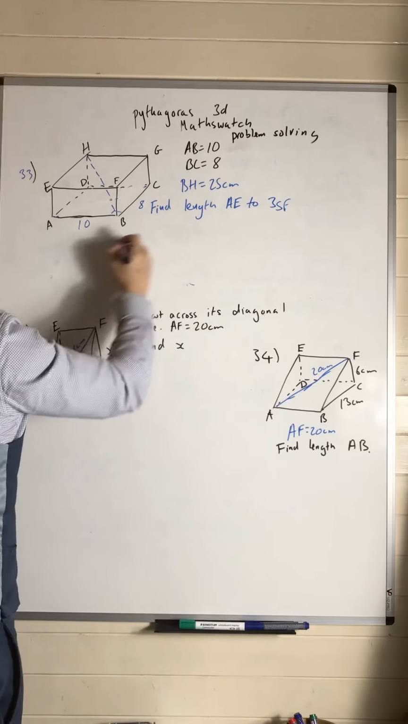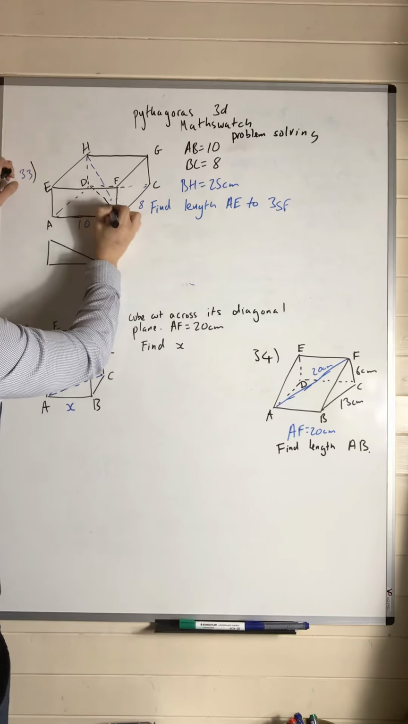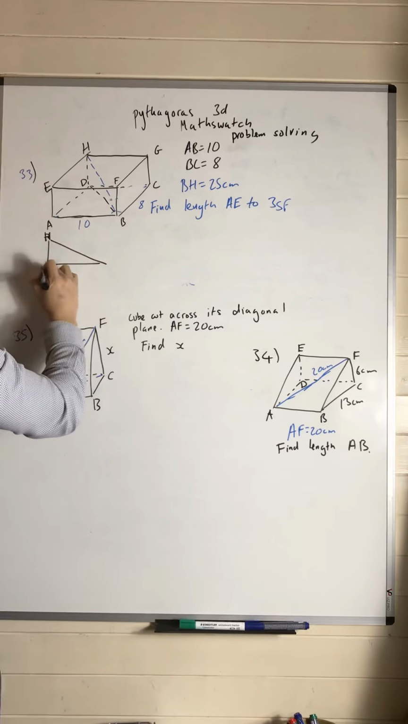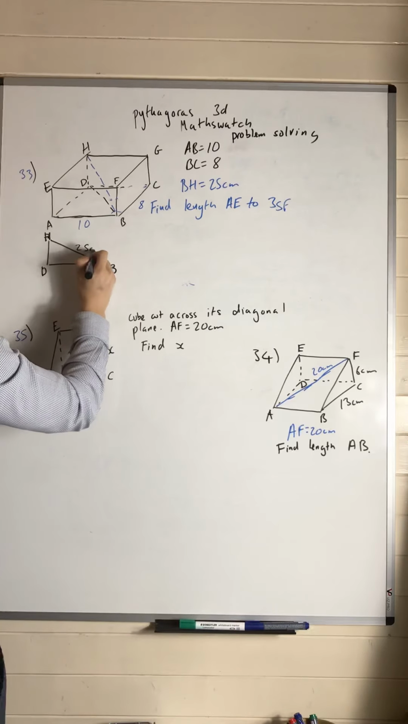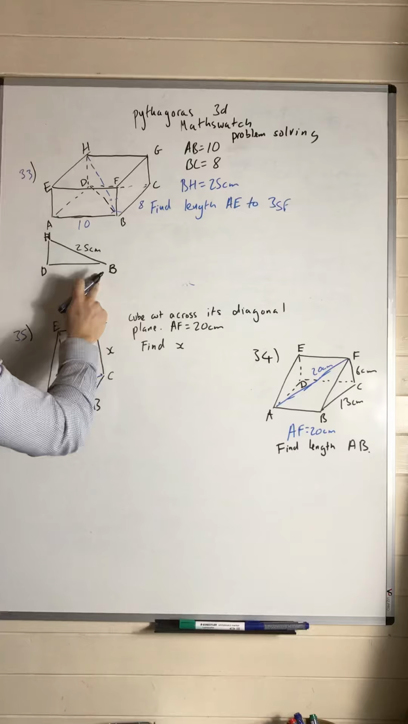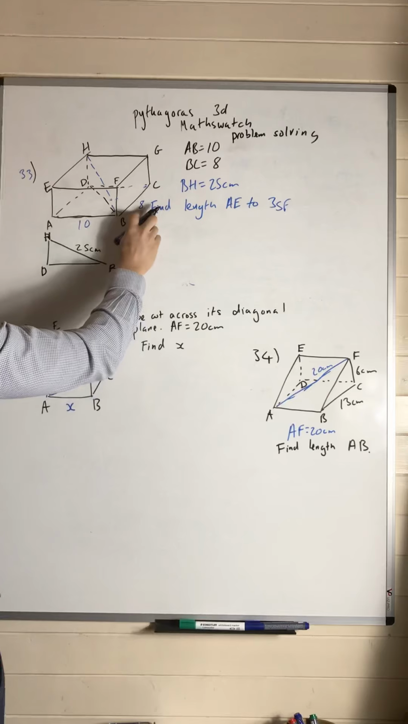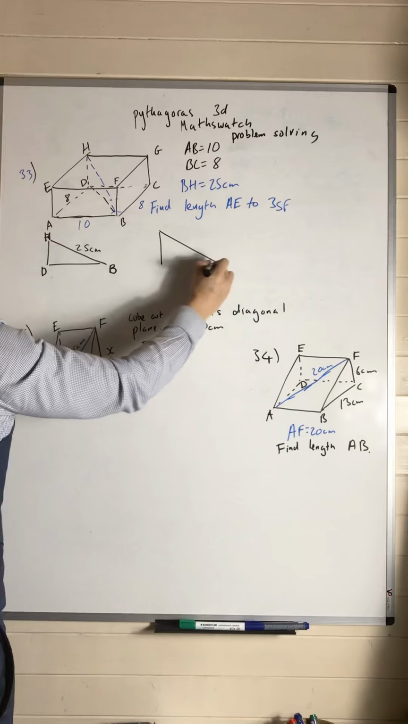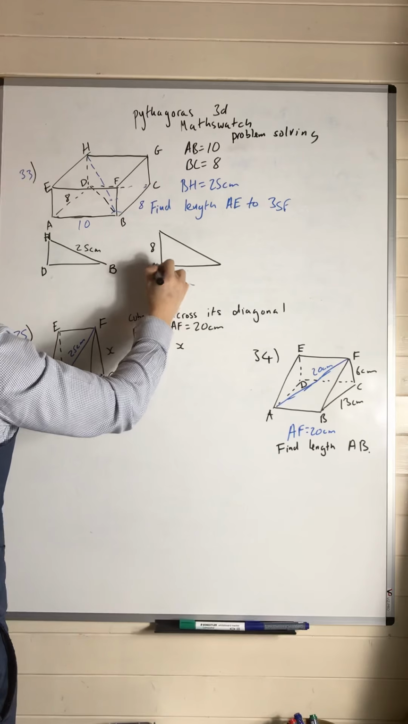If we look, I'm going to draw this triangle here, which will be this triangle taken out. So that will be HDB, and HD is the same as AE. Now we know HB is 25. So we need DB, but we can find DB. If this is 8 here, CB, then DA is also 8. So let's do a triangle here. We've got length 8. I'm going to call that AD.